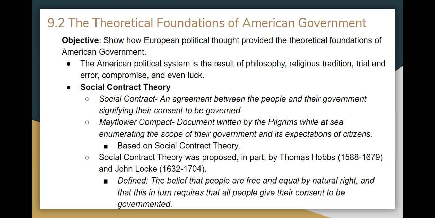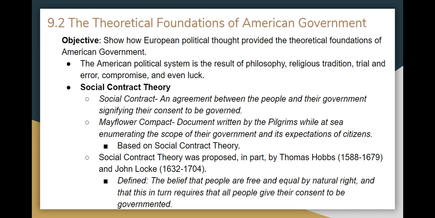Now, American government and the American political system is a result of philosophy like the social contract theory, religious tradition like what we talked about in the previous section, trial and error, compromise, and even luck. Those are all things we'll talk about over the course of this year. But the social contract theory itself, well, what is a social contract? You have to understand the basis of it before you can have a theory. It's an agreement between the people and their government, signifying their consent to be governed.